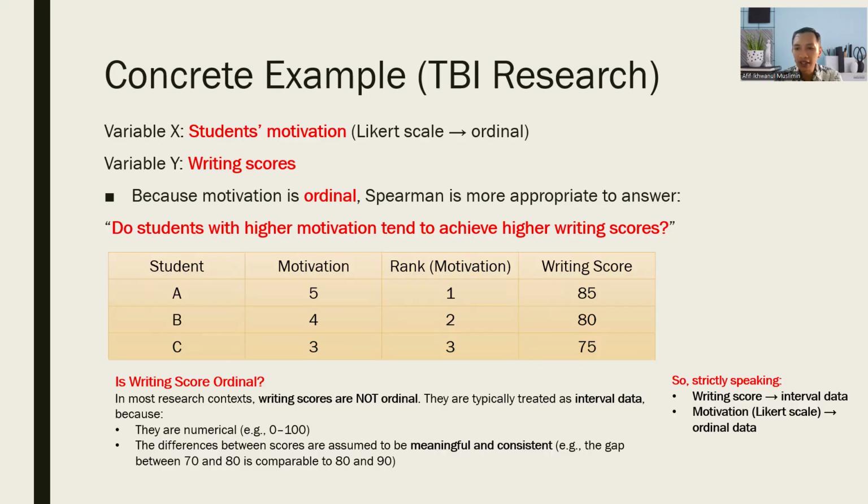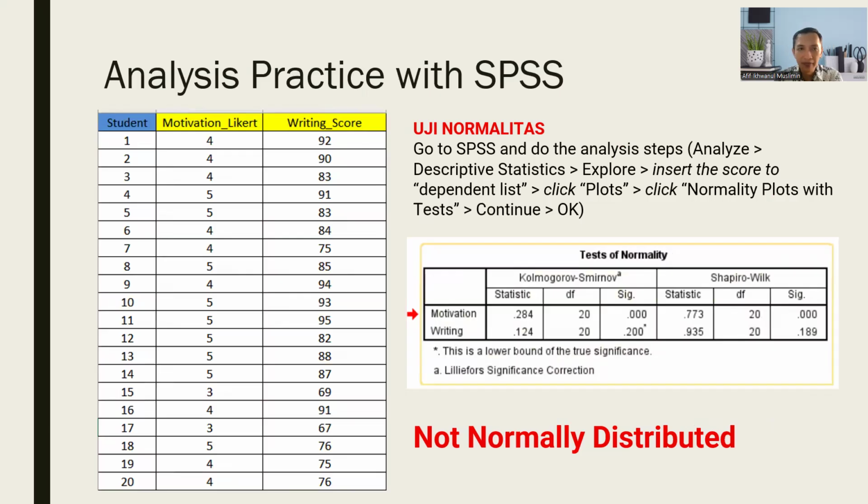Motivation, or Likert scale, is understood as ordinal data. So now let's practice. Please open your SPSS. I have provided a set of data, so please kindly open your SPSS and type this data into it. In motivation, we have the result of a Likert scale.